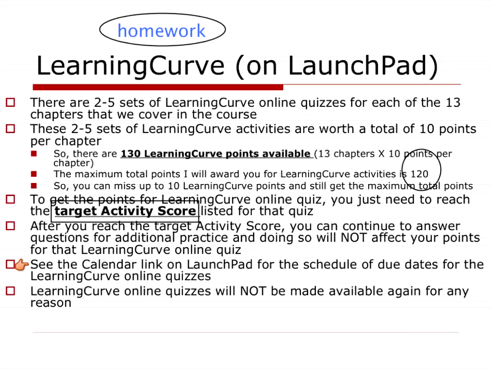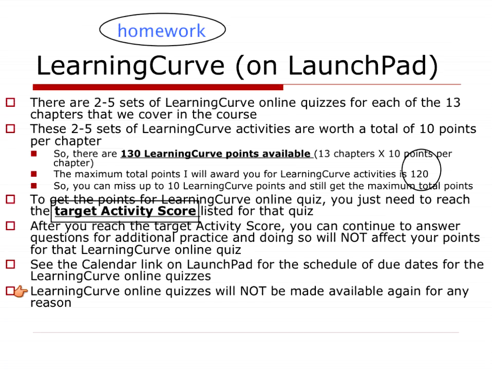There's a calendar link on Launchpad for the scheduled due dates for the learning curve quizzes. So basically when you log into Launchpad on the left side there's a calendar, and that tells you exactly what's due and when. Right from that calendar, you can click on a given quiz and go in and complete it. Once the learning curve online quizzes disappear, they will not be made available again. So how does this work?